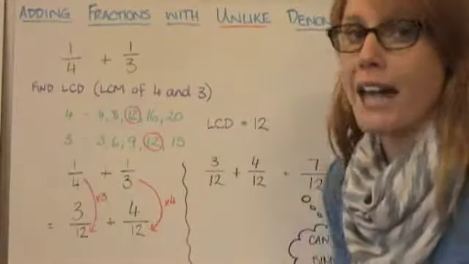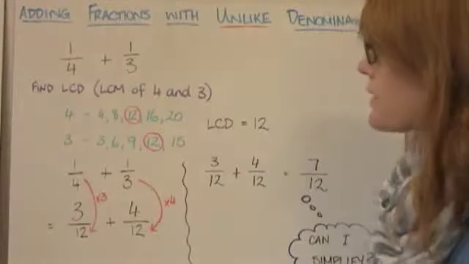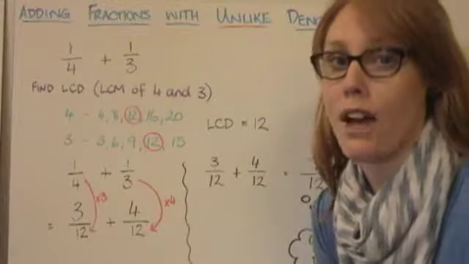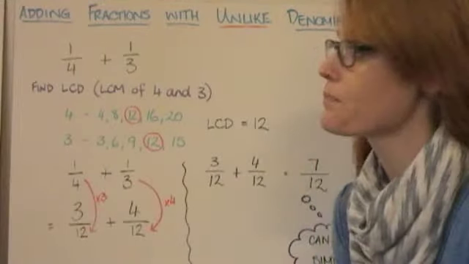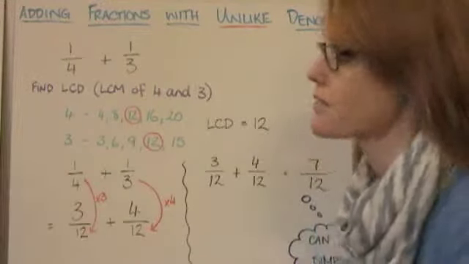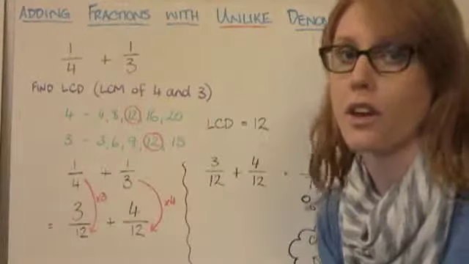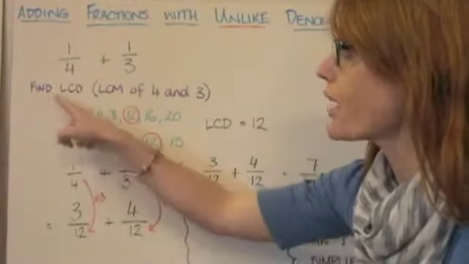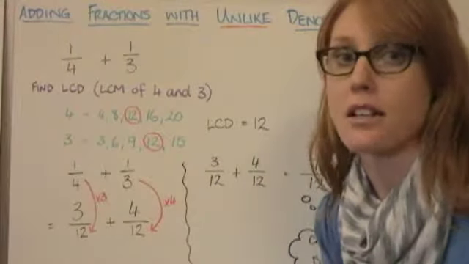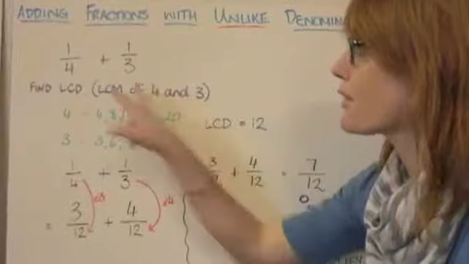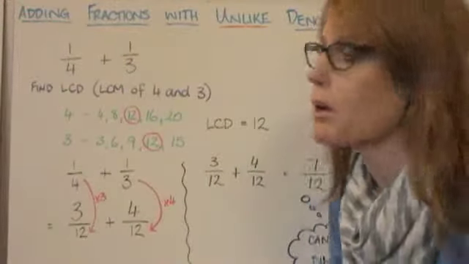So first of all, adding fractions with unlike denominators. Well, if we remember how to add fractions with like denominators, then there's just one extra step that we have to take. Let's say we have 1/4 plus 1/3. First of all, we need to find the LCD, or the least common denominator, which is the least common multiple of 4 and 3, the two denominators in the problem.